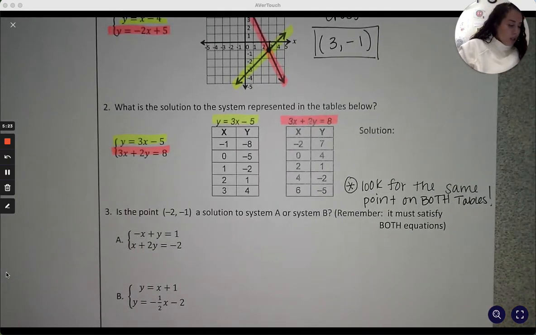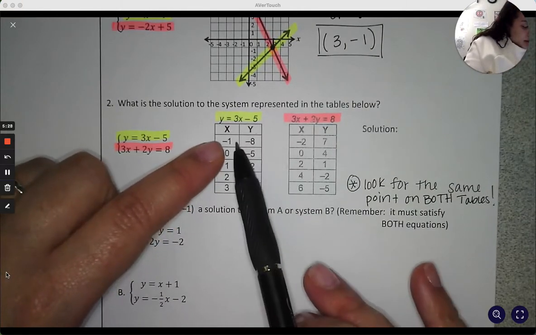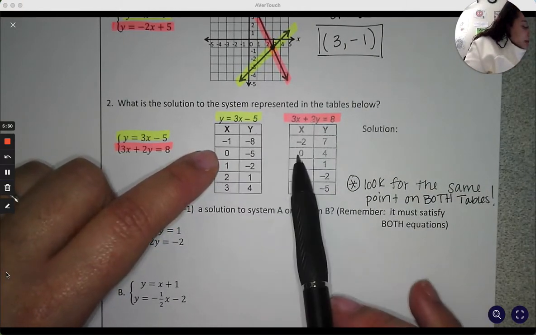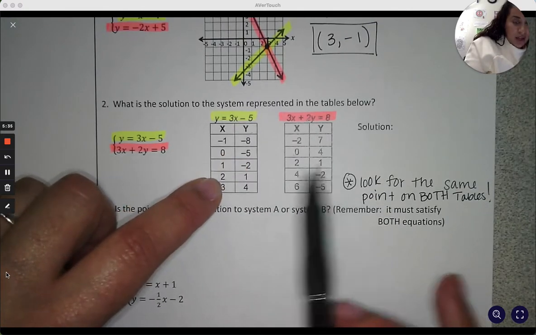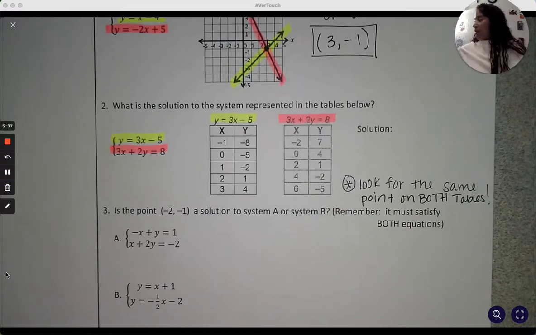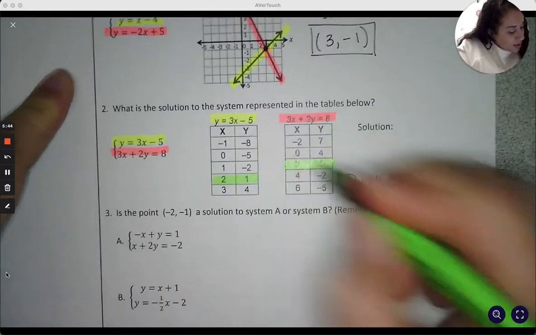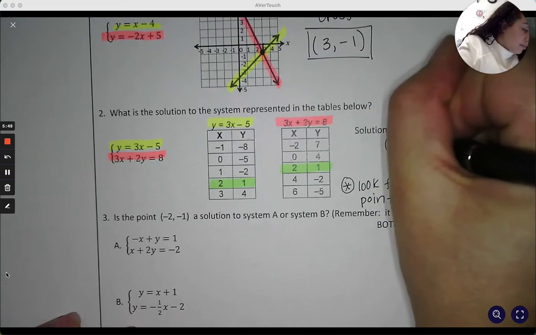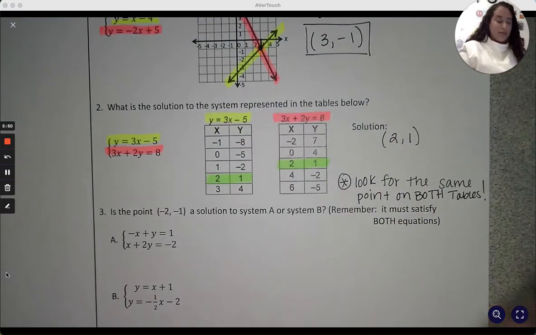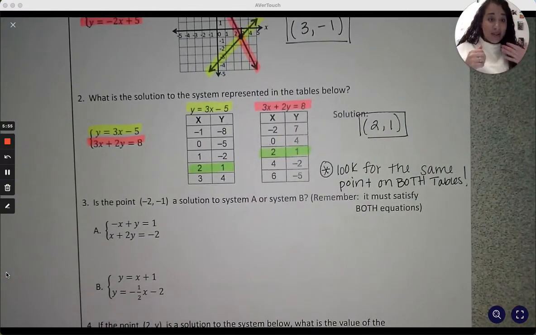Okay, so if I start here, nope. 0 is -5, -4. We have 1, -2, 2, 1, 2, 1. So, da da da da da. We have 2, 1 and 2, 1. So my solution is 2, 1. Stark, it can't be that easy. I promise. It is. Okay?